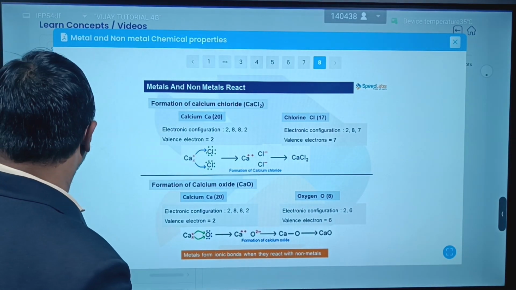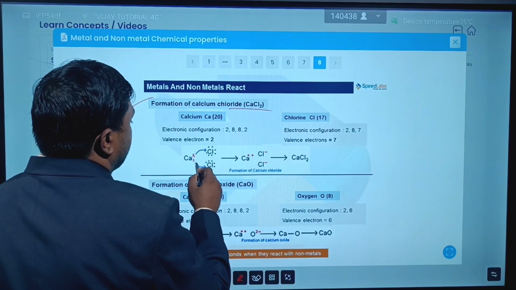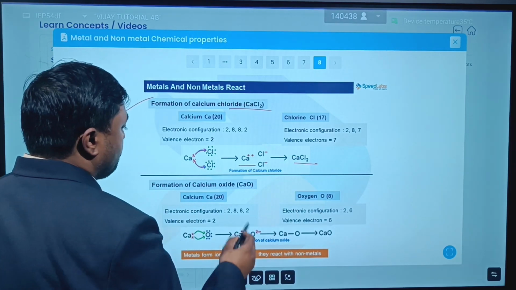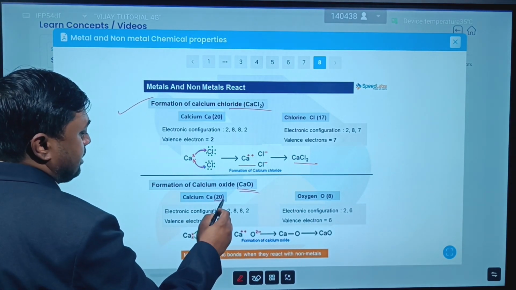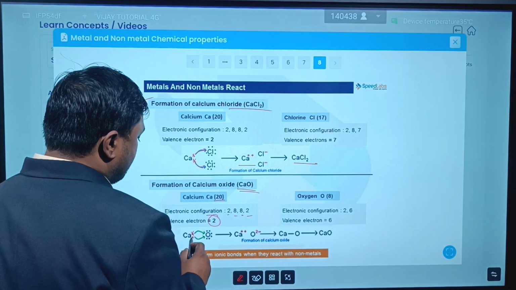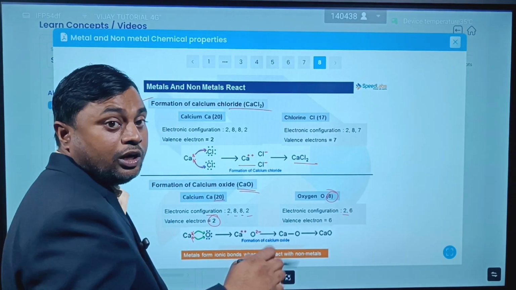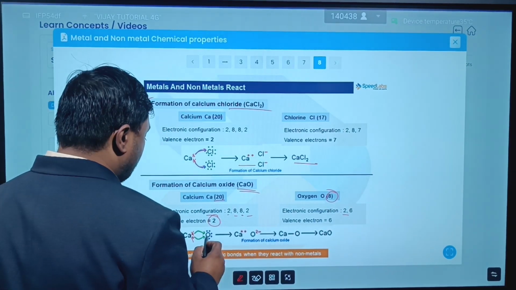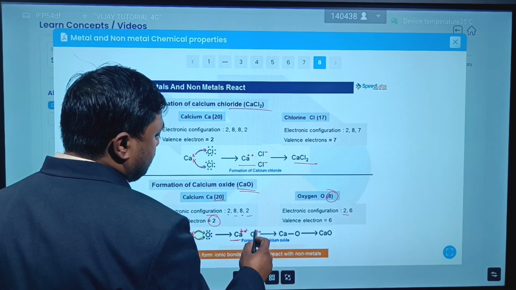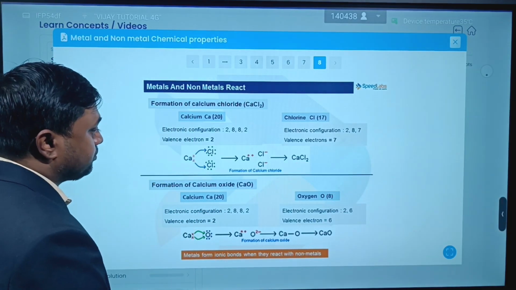You can see here the formation of calcium chloride also. Calcium has 2 valence electrons, it will give 1 electron to each chlorine atom, and forms calcium chloride, CaCl2. Formation of calcium oxide also: calcium's atomic number is 20, so 2, 8, 8, 2. So 2 valence electrons. Oxygen is 2, 6, as its atomic number is 8. So oxygen needs 2 electrons, and calcium needs to give 2 electrons, so it will give the 2 electrons to the oxygen atom. So Ca2 plus is formed and O2 minus is formed. In this way calcium oxide is formed. Okay?